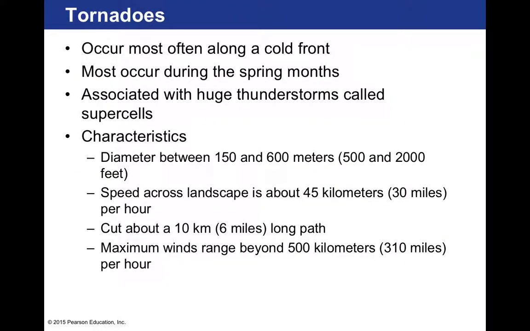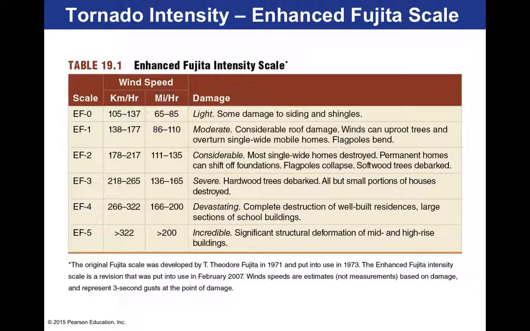So they most often occur along a cold front during the spring months, and they're associated with large thunderstorms, which are called supercells. So the characteristics of these supercells would be a diameter between 500 and 2,000 feet. They speed across the landscape very fast at about 30 miles per hour, and they cut a long path, usually about 6 miles. The maximum winds in supercells can range beyond 310 miles per hour.